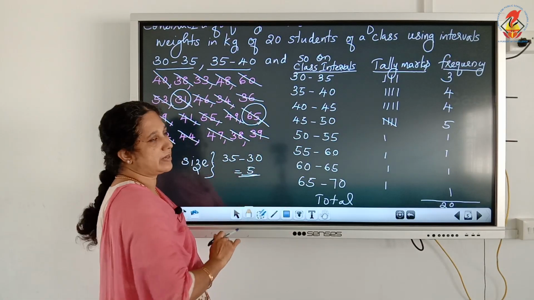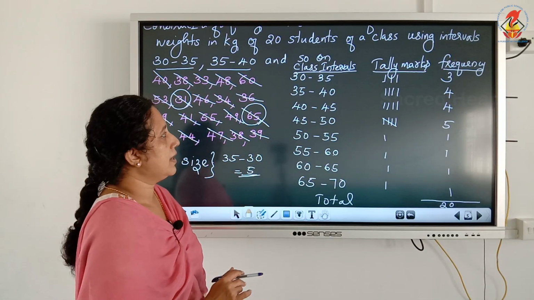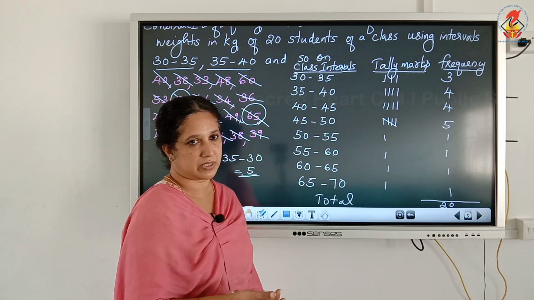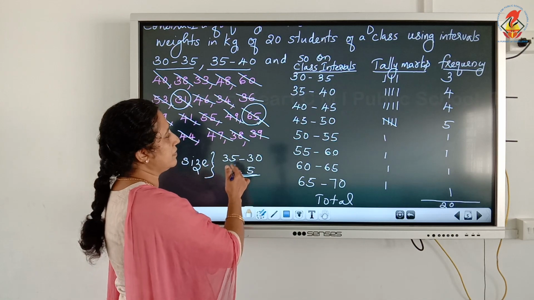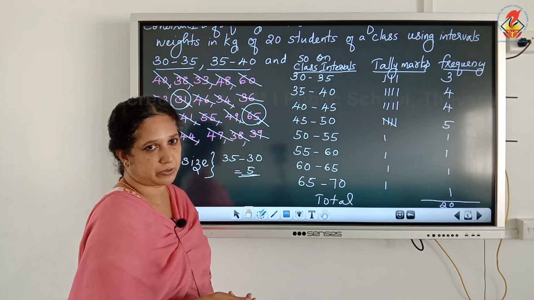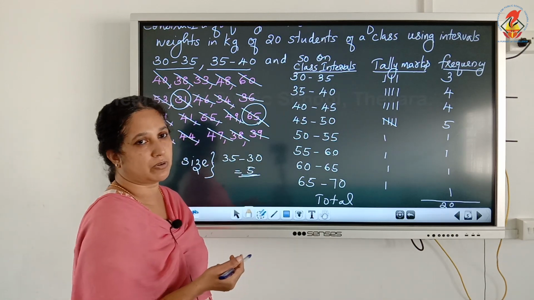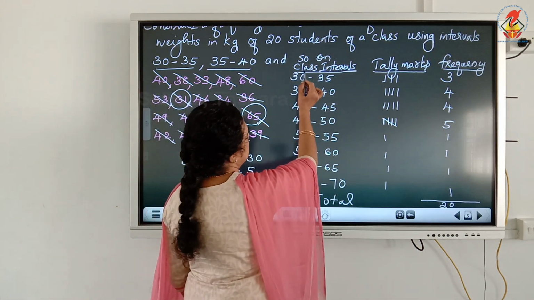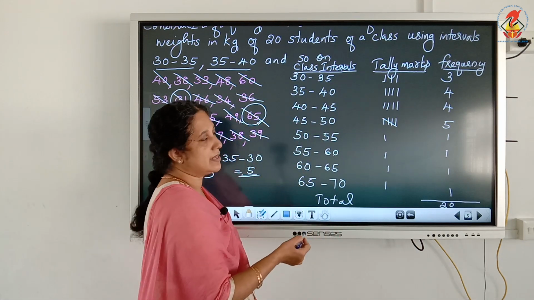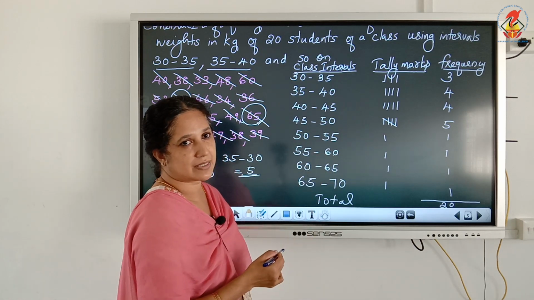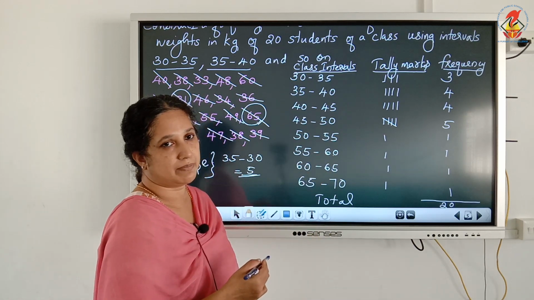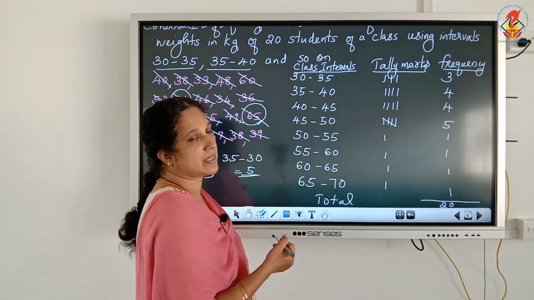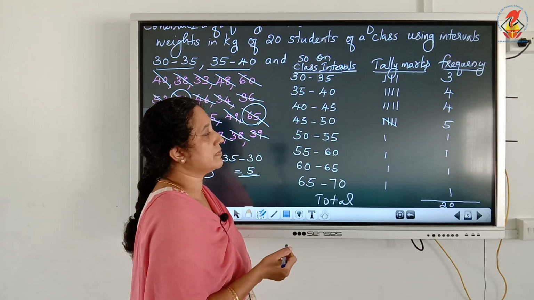In this way we can make the table, and this frequency distribution is known as grouped frequency distribution, because we divided the data into different groups, and each group we call a class interval. The first column is under the heading class intervals, the second is tally marks, and the last is frequency, which means how many times a particular entry occurs.